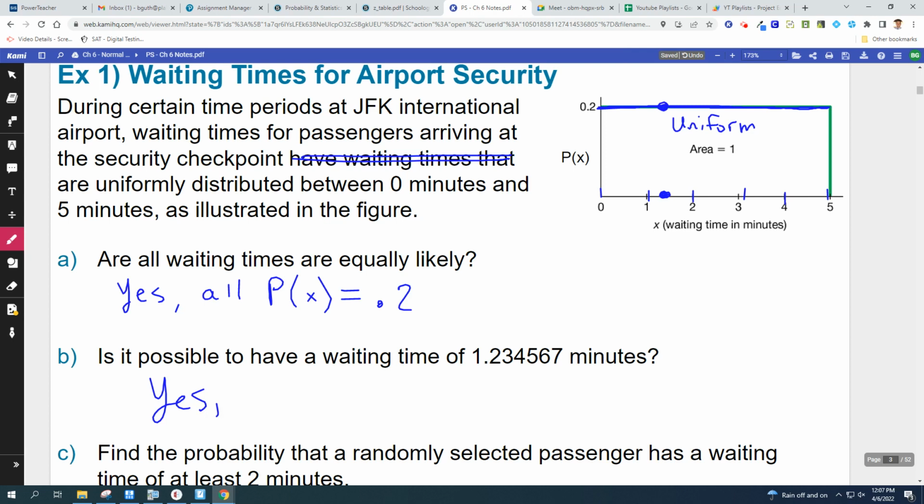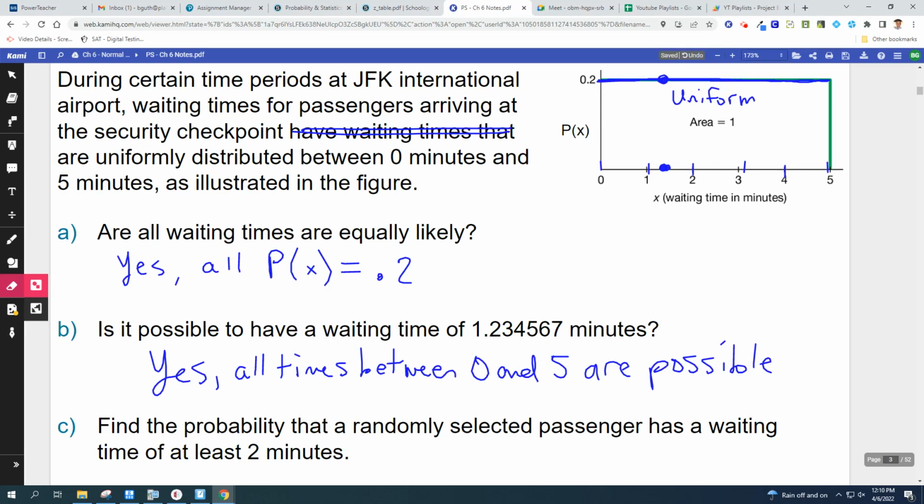So yes, all times between 0 and 5 are possible. Part C, find the probability that a randomly selected passenger has a waiting time of at least 2 minutes.